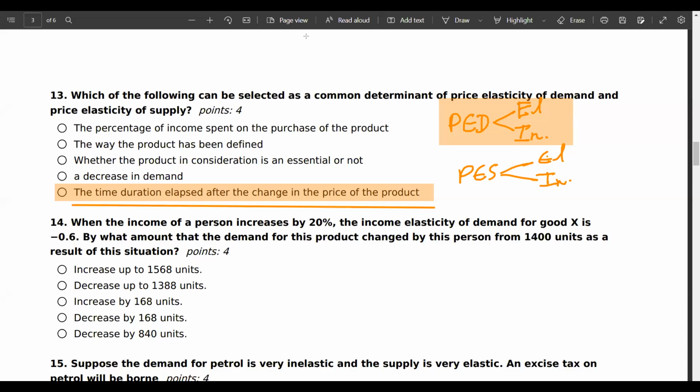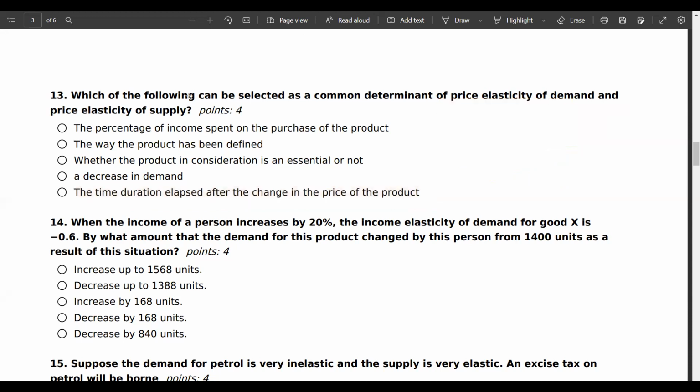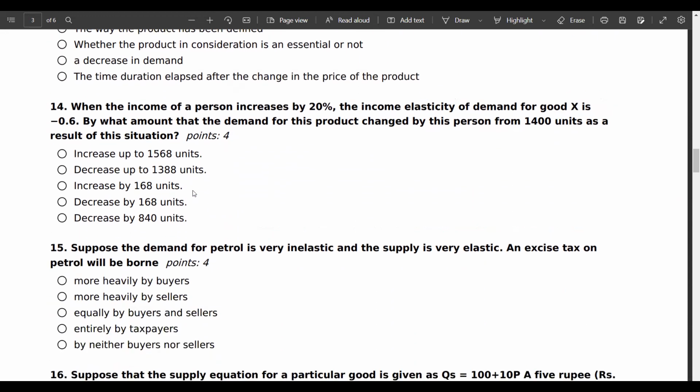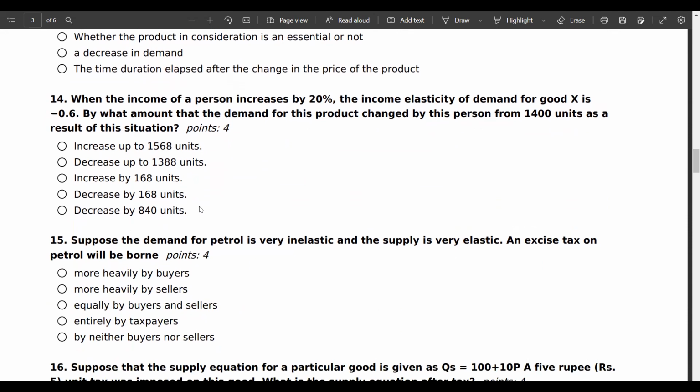Right. So I believe you guys understood this whole thing clearly. Next is about, as you can see, when the income of a person increases by 20%, the income elasticity of demand for good X is minus 0.6. By what amount did the demand for the product change from 1,400 units as a result of this situation?